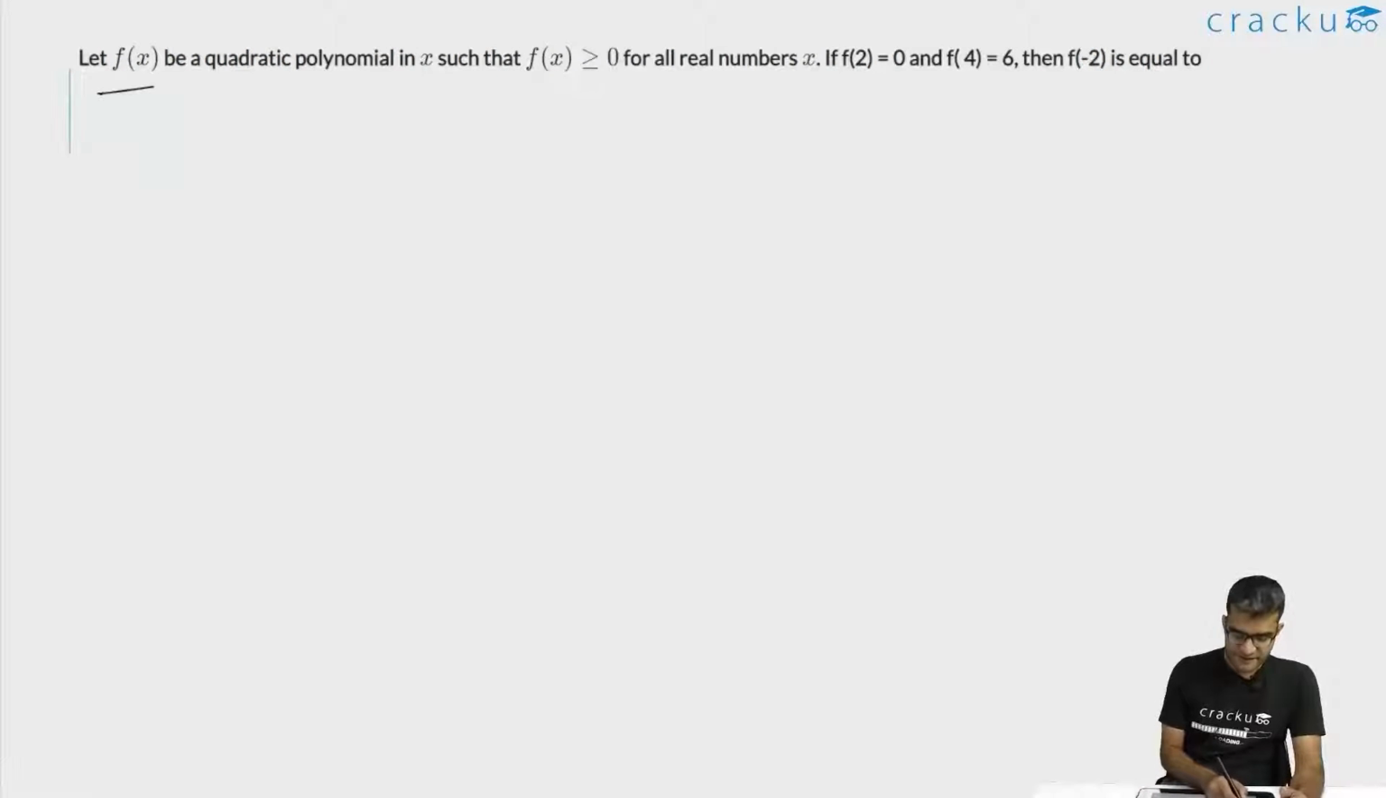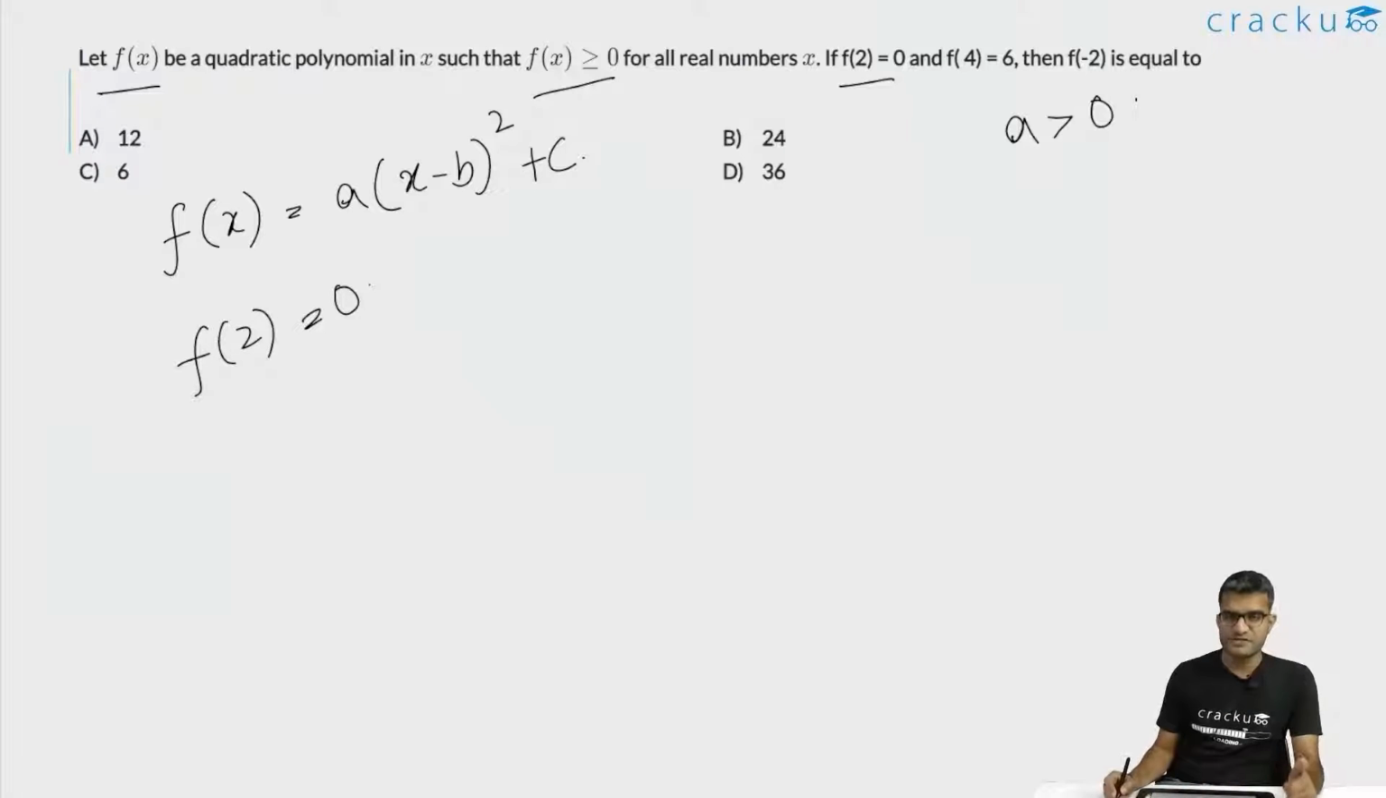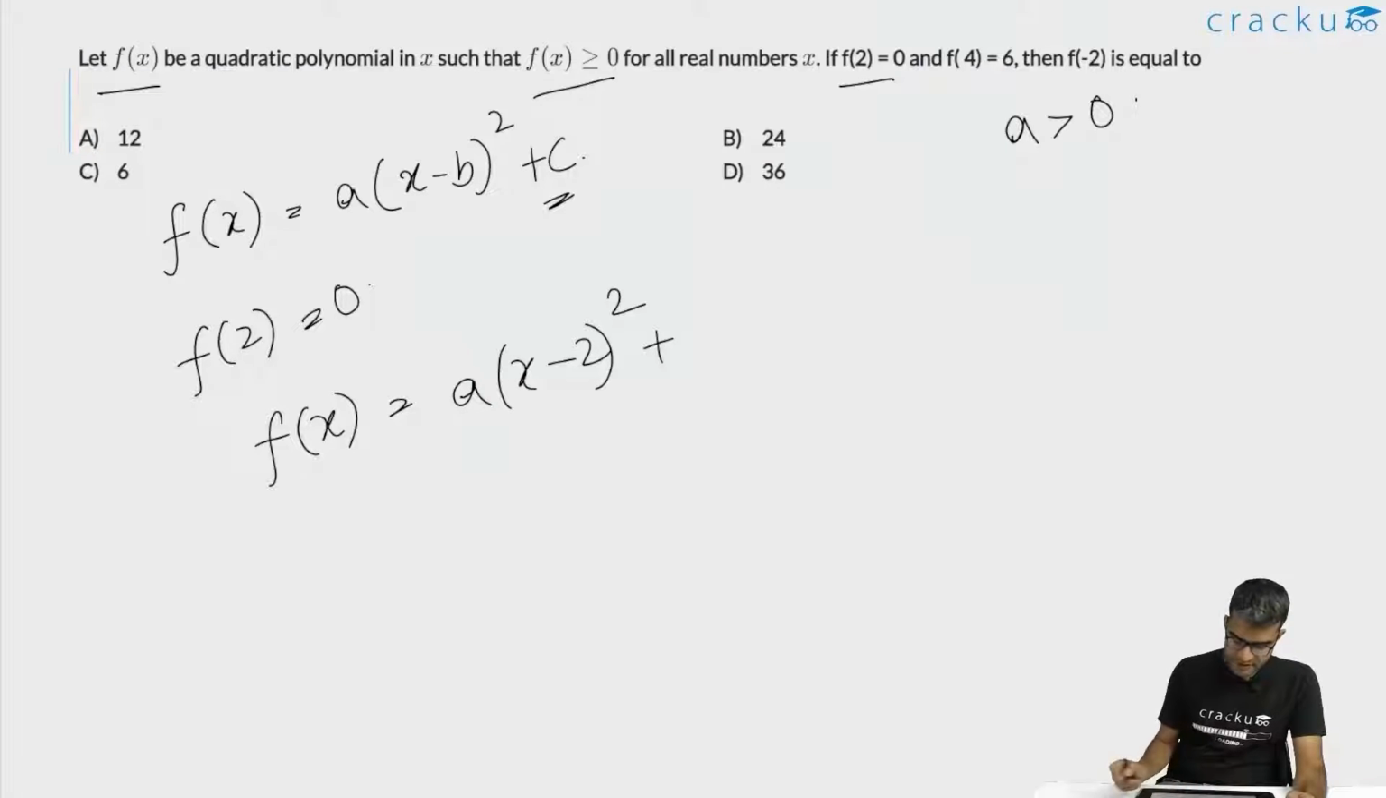In this question, we are told that f of x is a quadratic polynomial in x such that f of x is greater than or equal to 0 for all real numbers x. So let us write f of x to be equal to a into x minus b whole square plus c. As f of x is greater than or equal to 0, a, which is the coefficient of x square, will be greater than 0. We are told that f of 2 is equal to 0. If f of 2 is equal to 0, 2 is a root of this quadratic equation and c will be equal to 0. So f of x is of the form a into x minus 2 whole square plus 0.